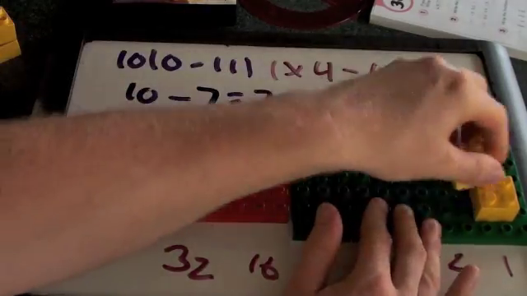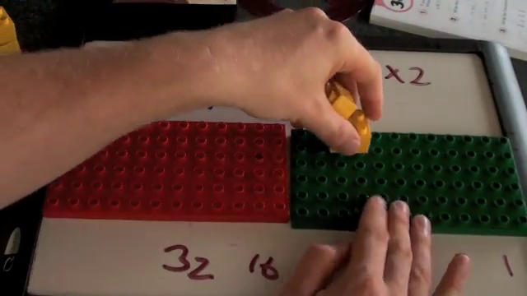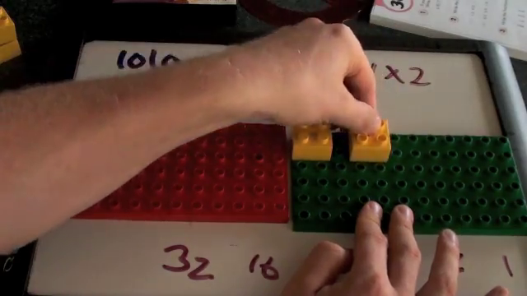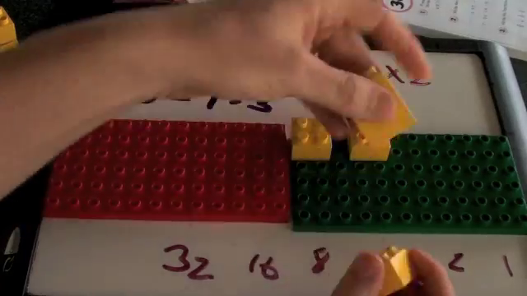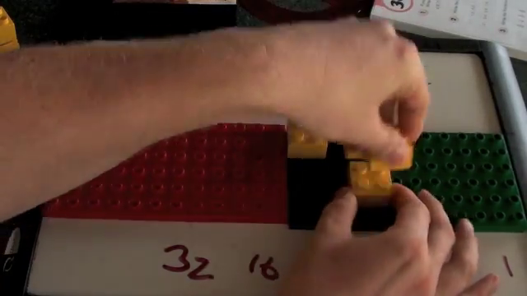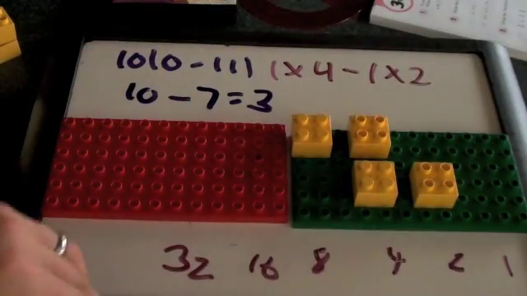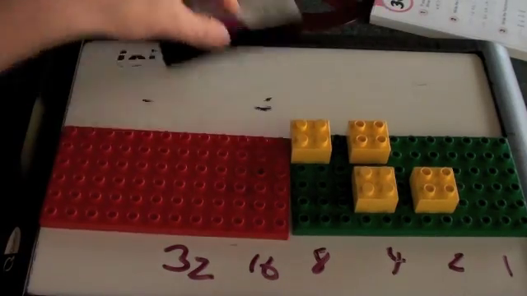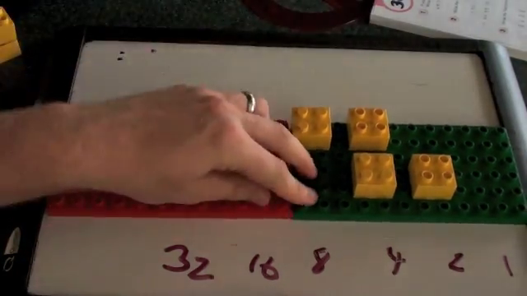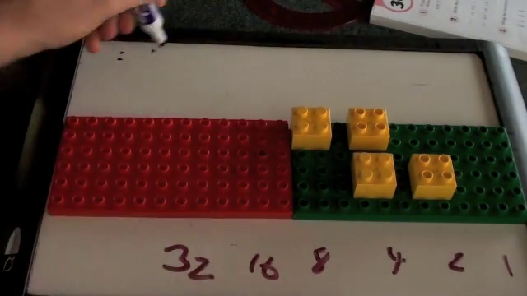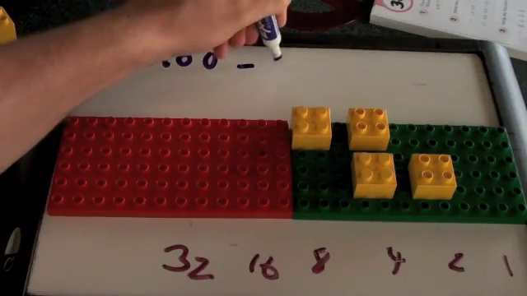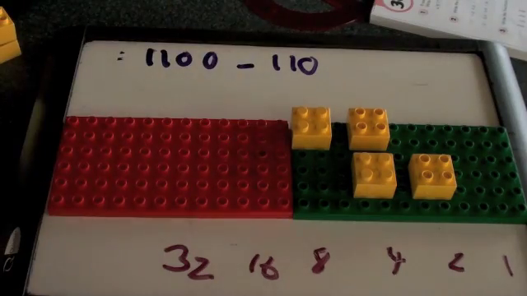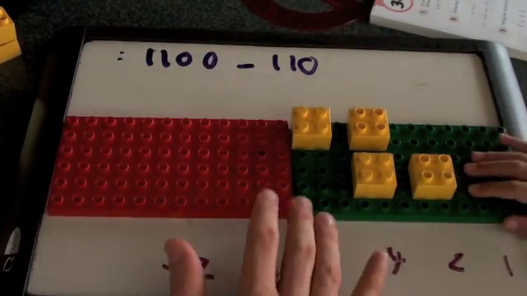Okay, now you're going to do one. Ready? We're going to do 1, 1, 0, 0 minus 1, 1, 0. I'm going to write it down at the beginning, just in case we forget it. Now we're not going to figure out what those numbers are first, we'll do that later. So I want you to do the subtraction now.